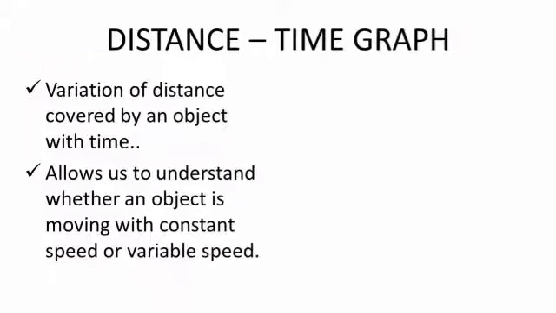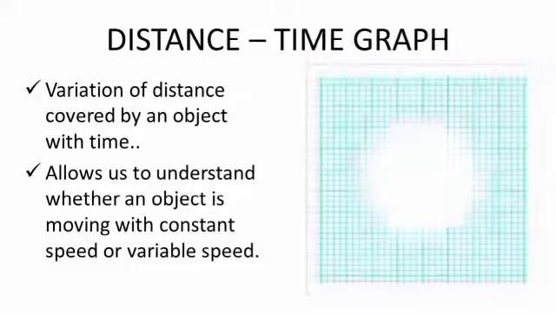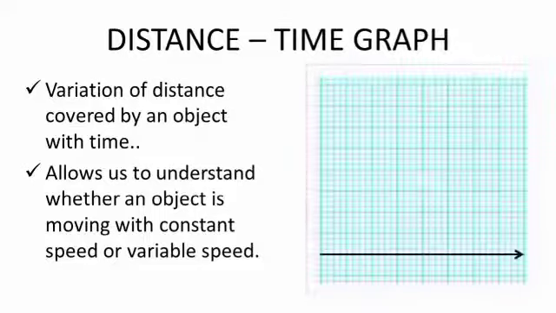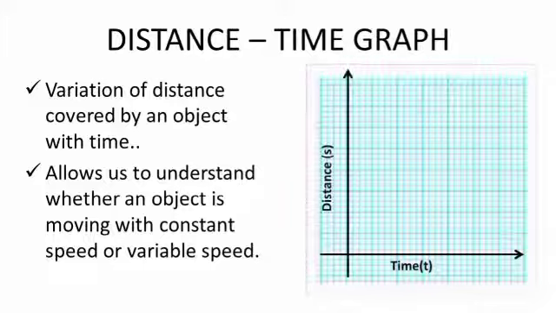First, let's look at what the distance time graph is. A distance time graph gives a variation of distance covered by an object with the time. Through this graph, we can understand whether an object is moving with constant speed or variable speed. In the graph, time is taken along x-axis and distance is taken along y-axis. Let's interpret some distance time graphs shown here.